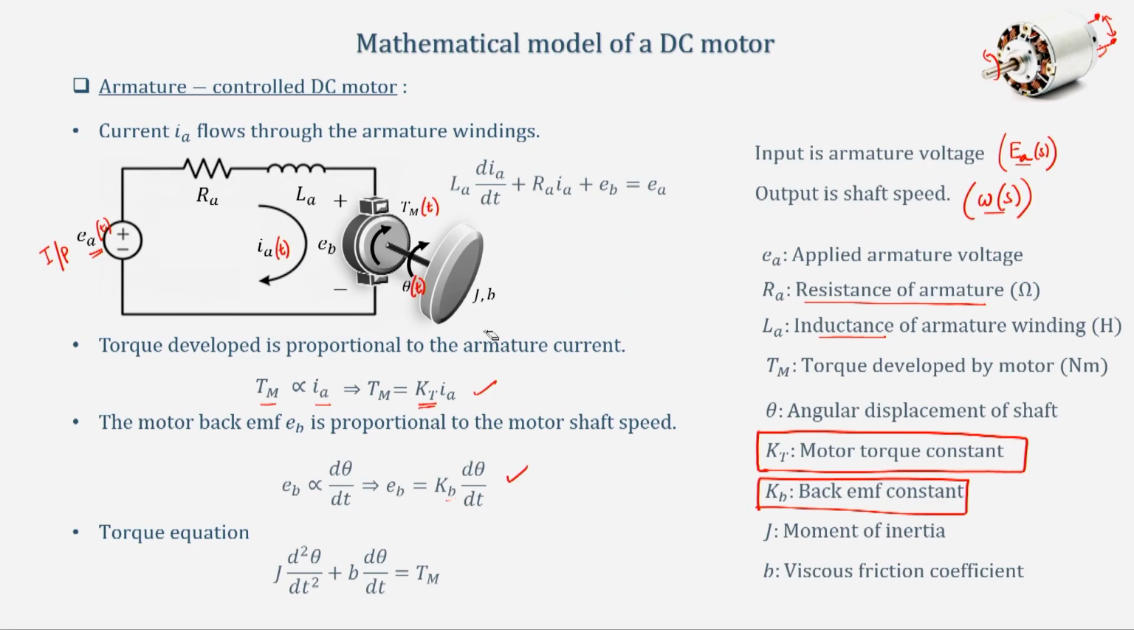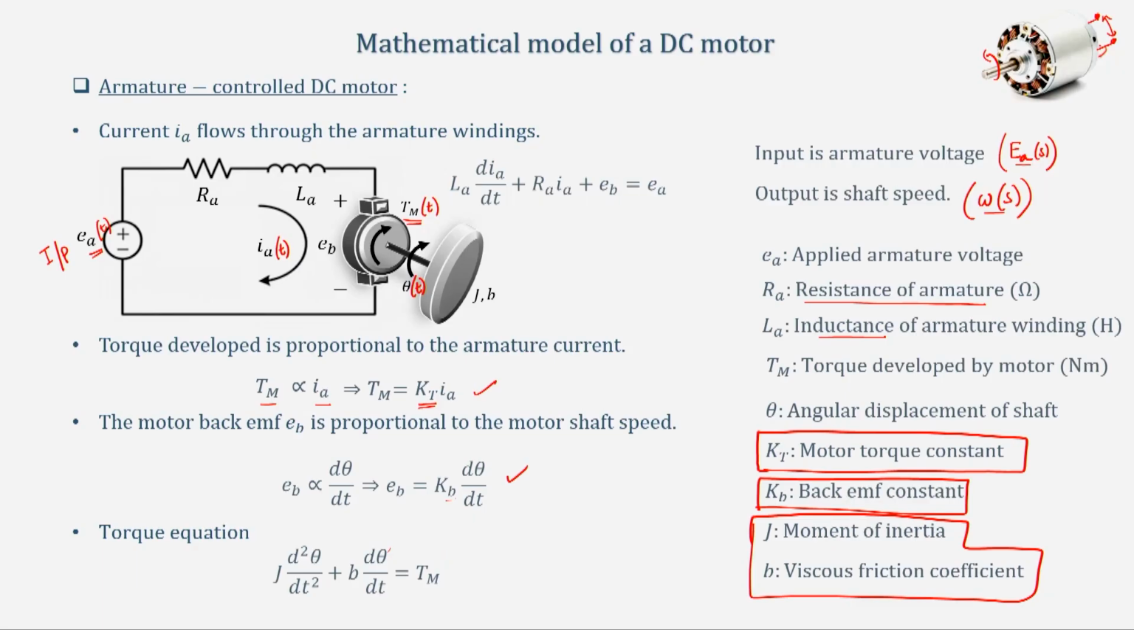There is another equation which will come, because when you connect a load to the shaft, the load will have its own moment of inertia and there will be some viscosity there. That will result in the torque equation. The torque here is Tm(t), remember. The torque equation will therefore be Tm equal to J d2 theta by dt2 plus B d theta by dt, where J and B are the moment of inertia and viscous friction coefficients. Again, these are basic equations in mechanical systems.